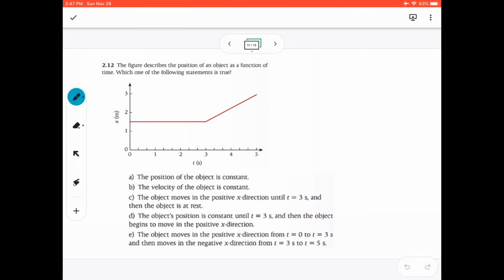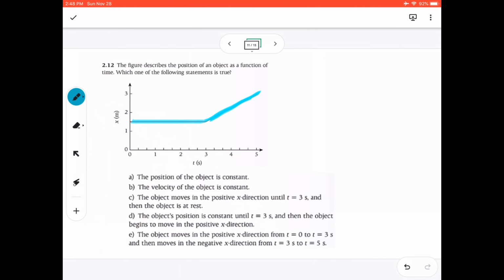2.12. The figure describes the position of an object as a function of time. Which one of the following statements is true? So you're given a position-time graph. If the graph is flat, the object is at rest. But if the graph is inclined to the right, it means that the velocity or the speed is constant.